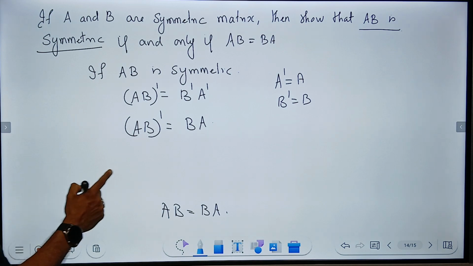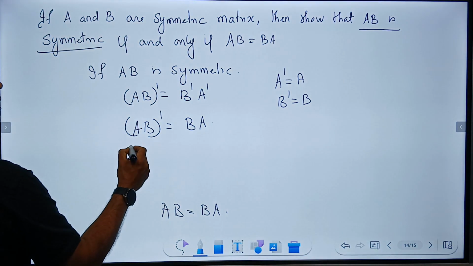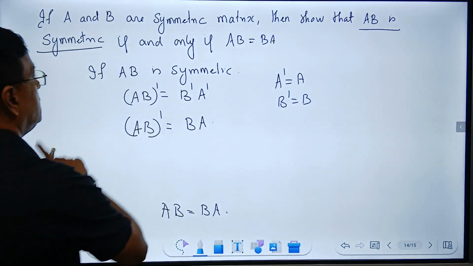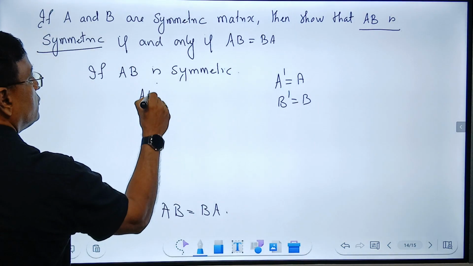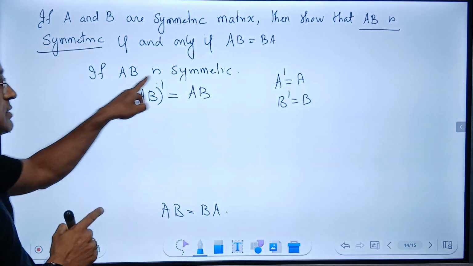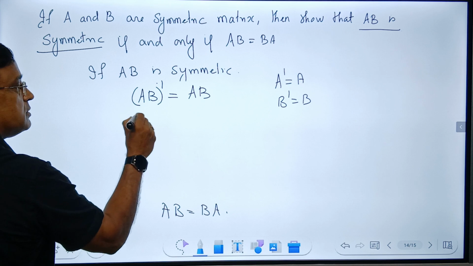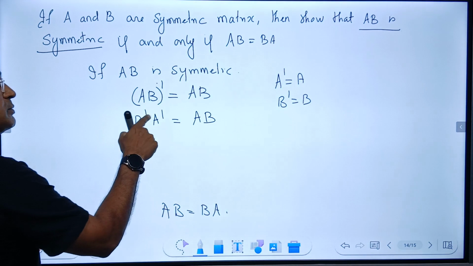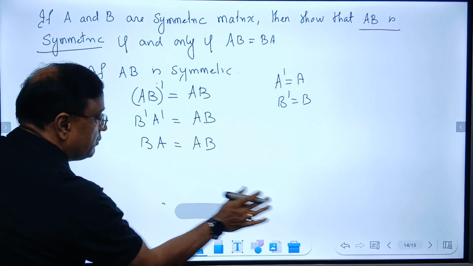But you also know that AB is symmetric, right? I totally use the property. AB transpose is AB, because it is symmetric. Now, what is AB transpose? B transpose into A transpose is equal to AB. But what is B transpose into A transpose? B into A equal to AB. Is this what I have to prove?